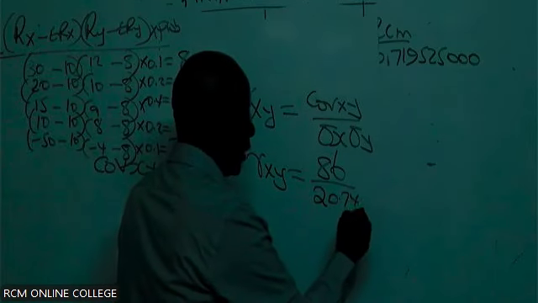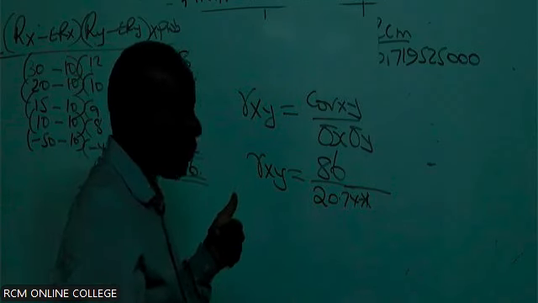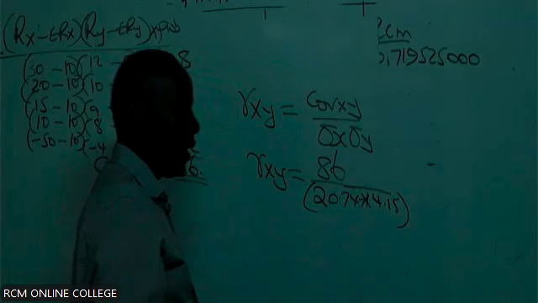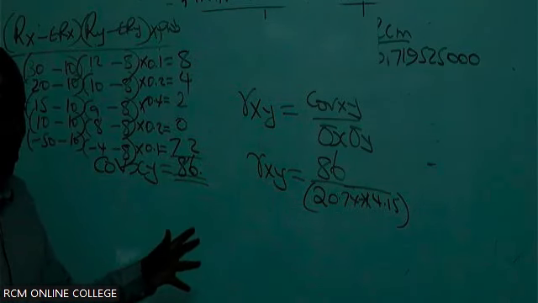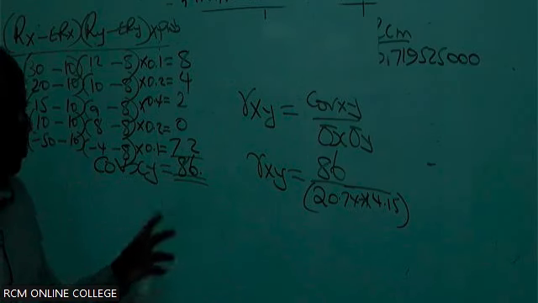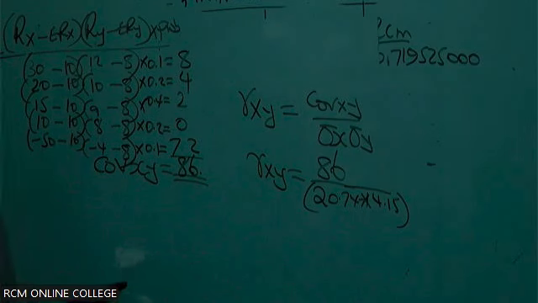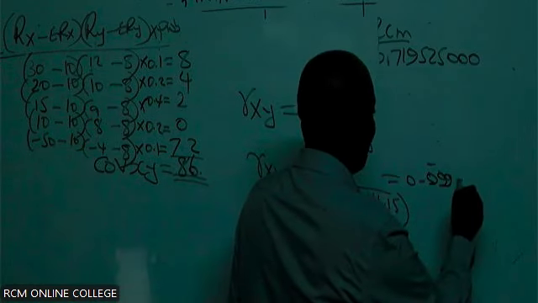20.74, isn't it? Multiplied by the standard deviation of y, which is 4.95. You know when you're dividing, you have to put this in brackets, or you do the denominator separately. So it is open brackets, 20.7 times 4.15, you close. 0.99, so 0.999999, which is 1.